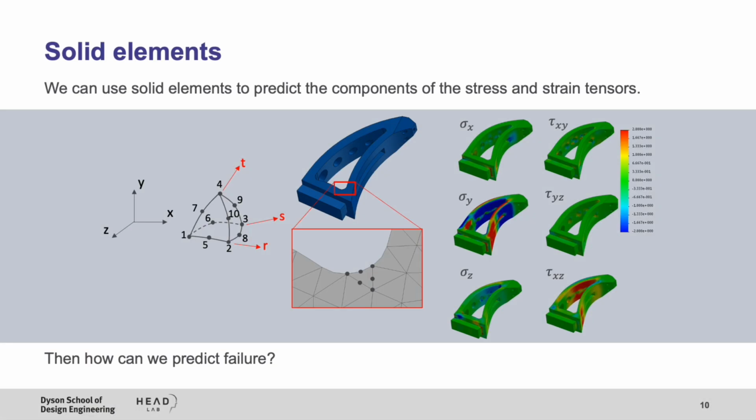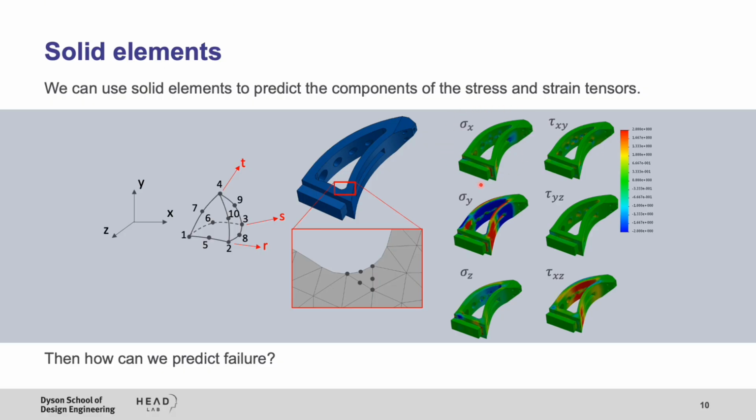We can use solid elements to predict the components of the stress and strain tensors. For example, for the gripper bone that we have solved previously, we can plot the contours of different stress components. We have 6 independent stress components at each solid element. So you can see that I have plotted sigma x.